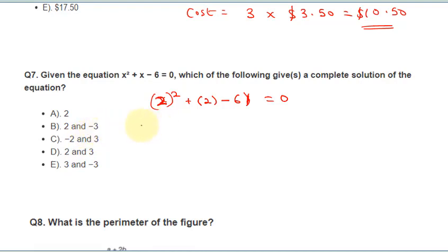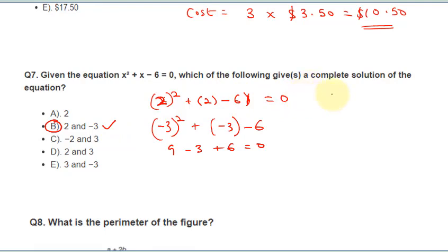So let's test for minus 3. Minus 3 all squared plus minus 3 minus 6. Now this is 9 minus 3 minus 6. 9 minus 3 gives us 6, minus 6, that's 0. So I think from here B is going to be the correct answer, which is 2 and minus 3.